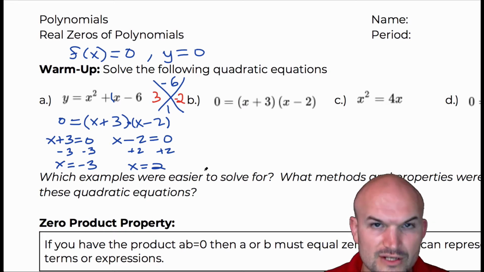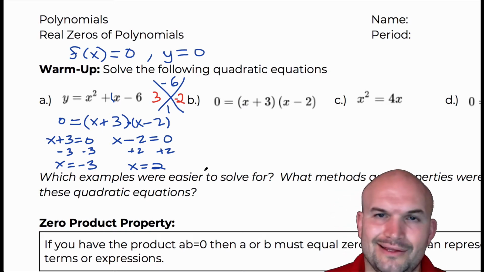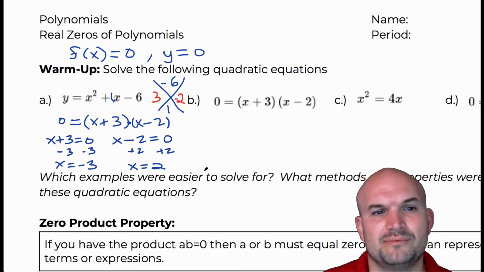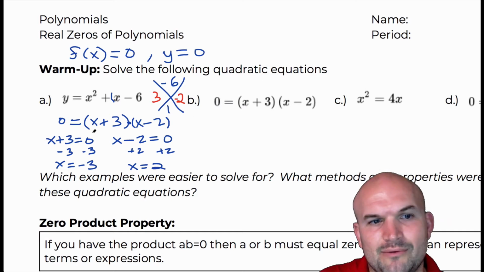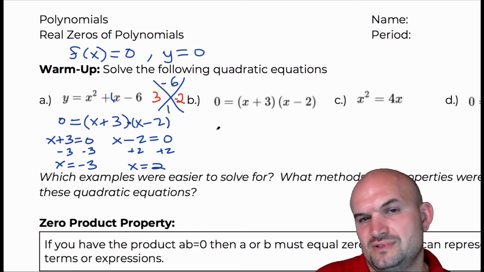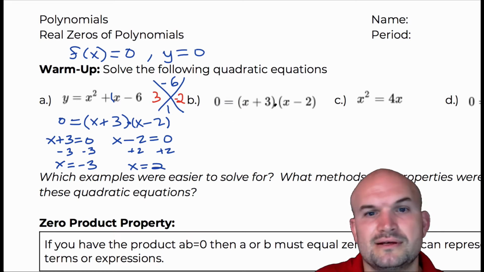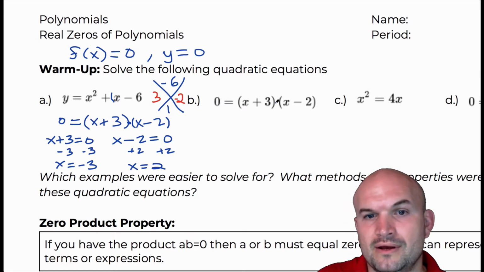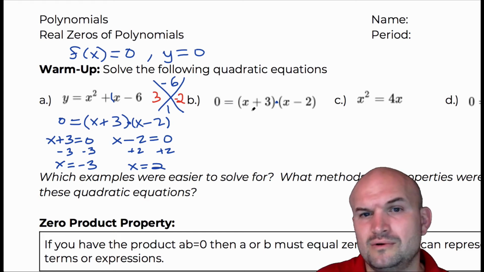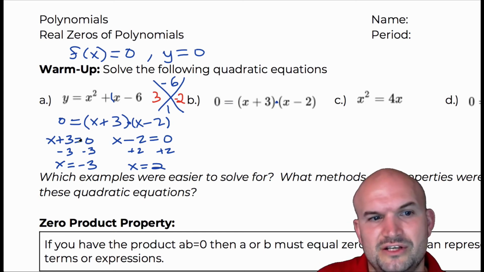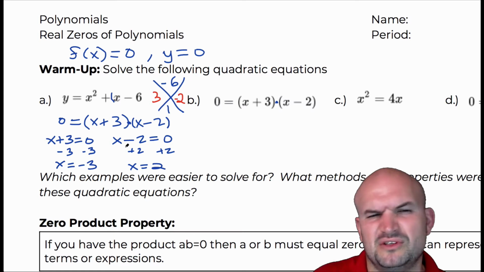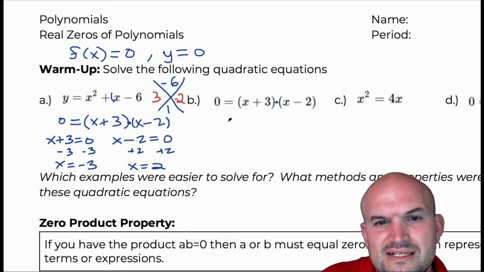The next example might seem kind of obvious, but you'll notice this is exactly what I wrote down here, and I have a reason for this, which we'll talk about. This is already set equal to 0 and already in factored form, so if I'm just asked to solve it, I don't really need to do anything else. I could apply the zero product property and set them both equal to 0, but I already did that. So let's just write down the solutions.